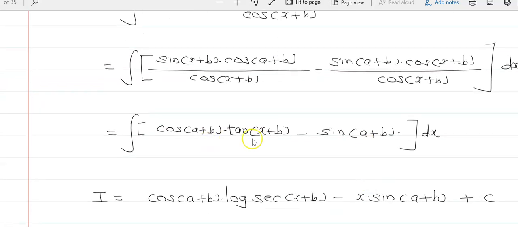Now integrate this. What is the integral of tan of x plus b? It is a log of sec of x plus b, and this is a constant, therefore its integral is x into sin of a plus b plus c, and this constant is also again as it is, that is I is equals to cos of a plus b into log of sec of x plus b minus x into sin of a plus b plus c.